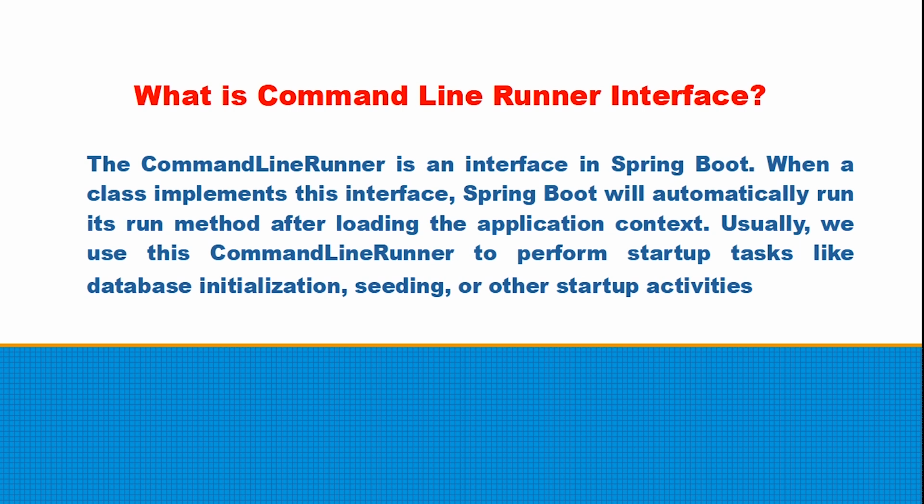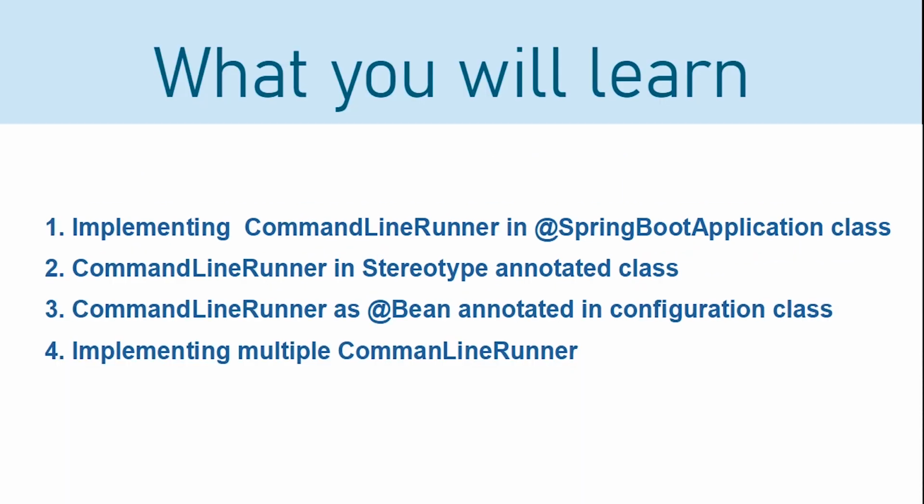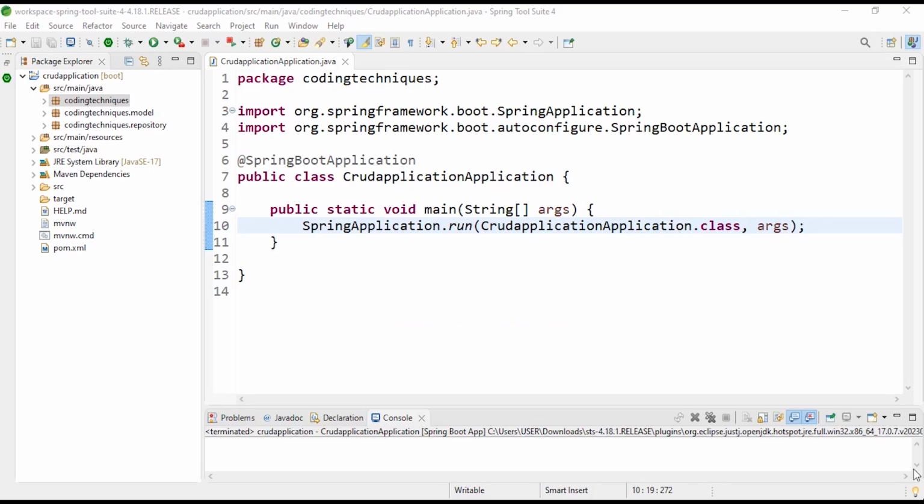or other startup activities. What you will learn in this tutorial: implementing CommandLineRunner in the Spring Boot application class, CommandLineRunner in a stereotype-annotated class, CommandLineRunner as a @Bean in a configuration class, and implementing multiple CommandLineRunners. Okay, here we have a newly initialized Spring Boot project.